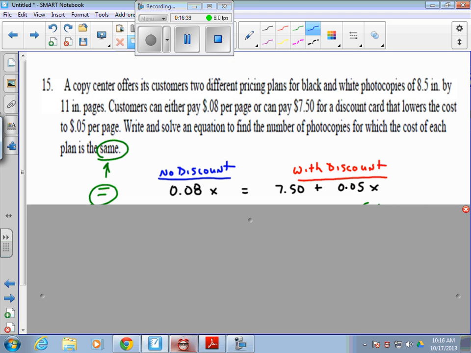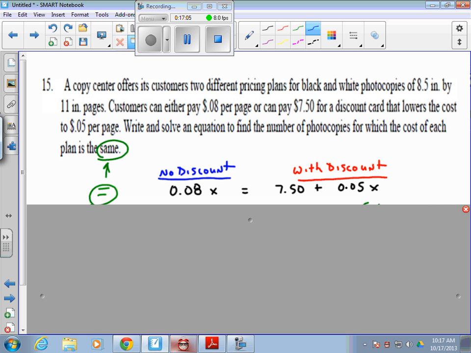Number 15 was much simpler. It says a copy center offers its customers 2 different pricing plans for black and white copies of 8.5 by 11-inch pages. 8.5 by 11 are numbers that you can disregard in this problem. Customers can either pay 8 cents per page, or they can pay $7.50 for a discount card and then get their pages lowered to 5 cents per page.